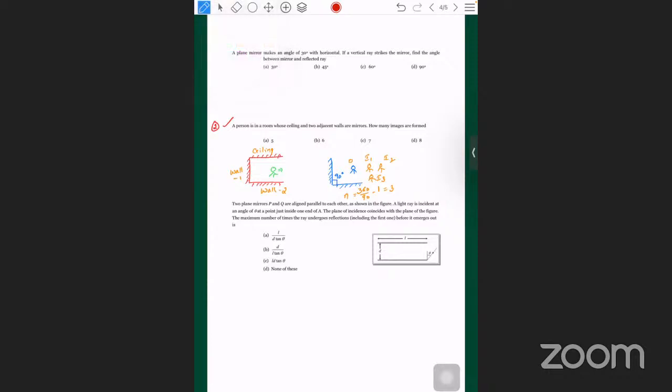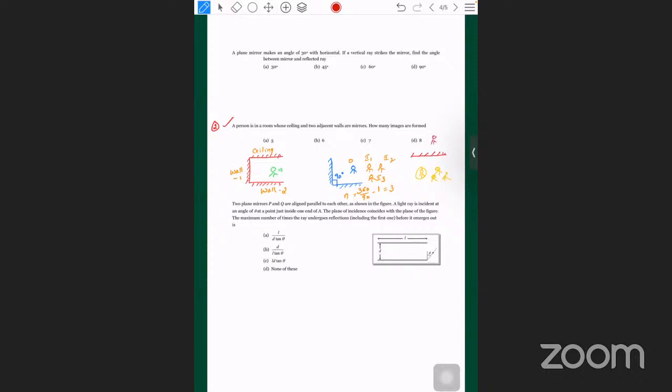Now, if I consider only the ceiling, can you tell me for the ceiling, how many objects are there? So 1 object, a real object. But 3 images will be there, virtual objects. 3 virtual objects, sir. Yeah, very good. So totally how many objects will be there for the ceiling? So 4 objects. The ceiling is a single plane mirror, right? Yes, sir. So 4 objects are there.